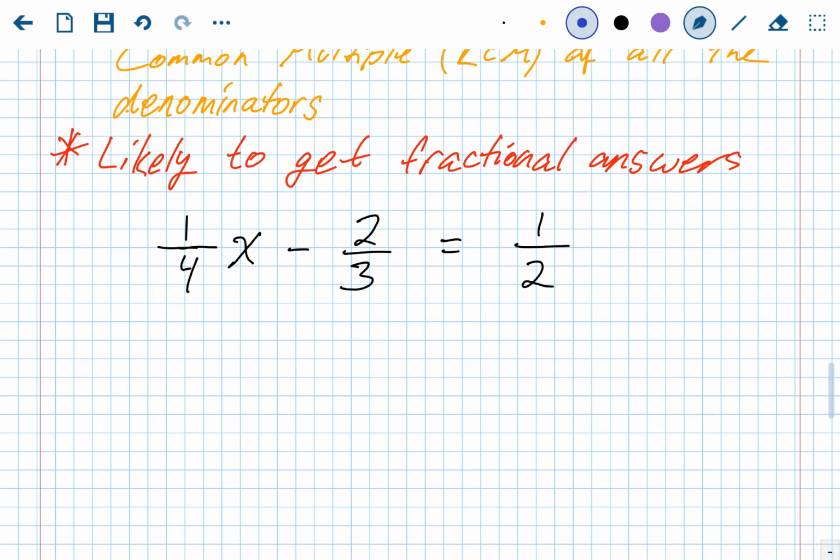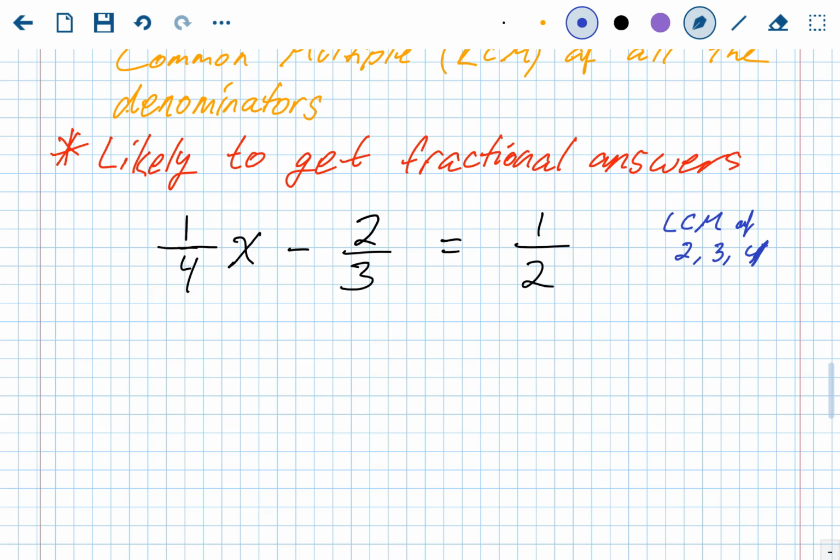What we need first is we need the least common multiple of all our denominators. So our denominators are 4, 3, and 2. So we're looking for the least common multiple of 2, 3, and 4. Well, a hint about least common multiples is it's never going to be smaller than the biggest number. So our biggest number here is 4, so it's not going to be smaller than 4.